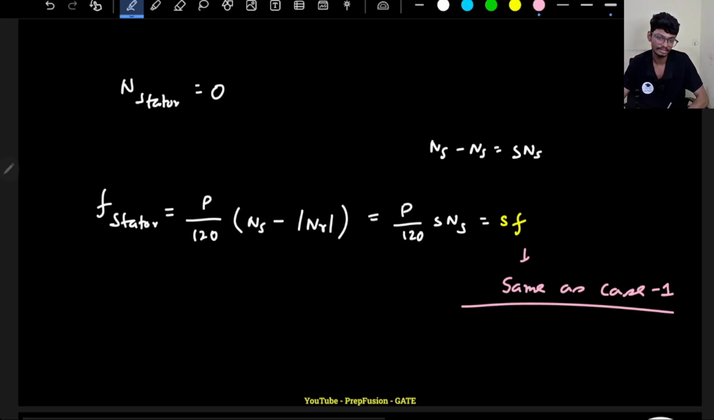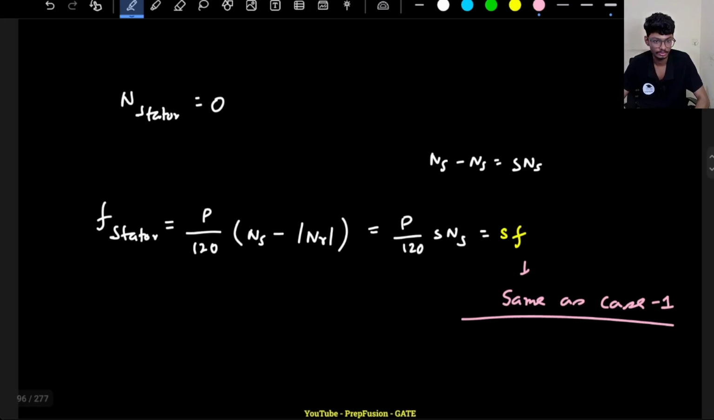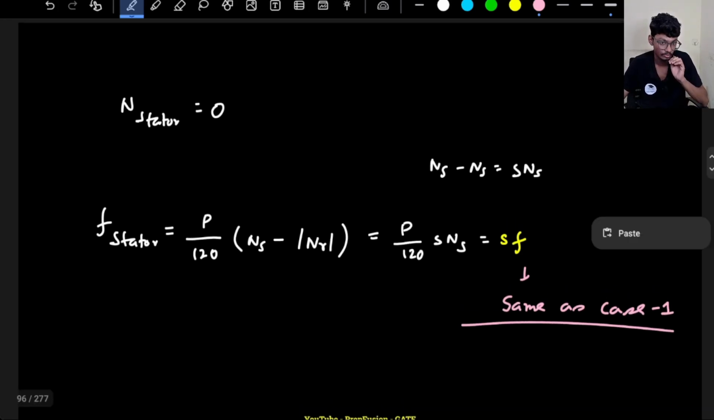Okay, just here where I am providing the supply is different, that is the difference only. So I hope you have understood this point. So yeah, this was the case for this particular thing. Now can you tell me the speed of the rotating magnetic field with respect to the stator? What is the speed of the rotating magnetic field with respect to the stator?